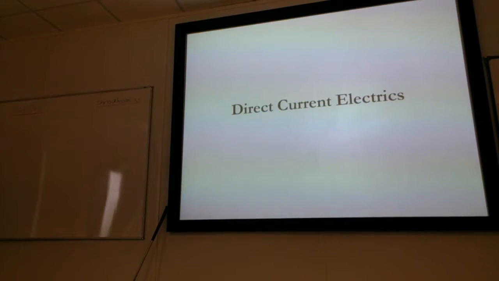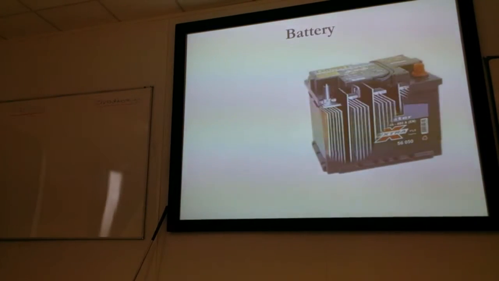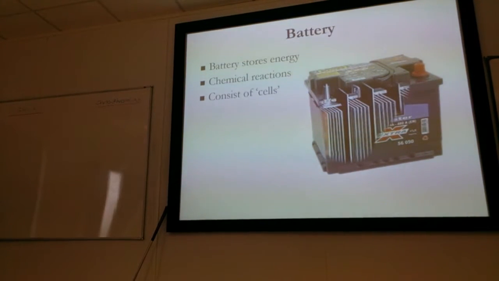DC then. I think most of us, if we start thinking about DC electrics, our minds first turn to batteries, because that's a basic source of DC power, isn't it? Okay. What is a battery then? A battery is a store of energy. It stores chemical reactions that give us electricity. It consists of cells. Each division here, that is a cell.